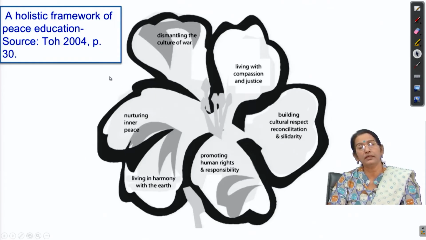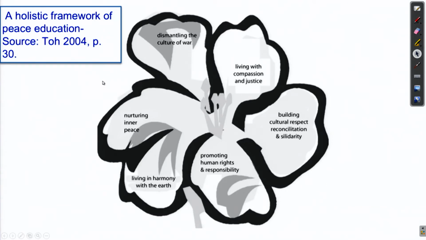Looking at the literature, we found how a holistic framework of peace education was adopted by different academic institutions, and researchers also promoted and advocated it. I am putting one such example, a holistic framework for peace education. Here you can see there are 6 petals, and each petal advocates some of the values, ethics and moral principles which are based on the ESD components and principles, so that we can develop and integrate them in our curriculum and pedagogy.